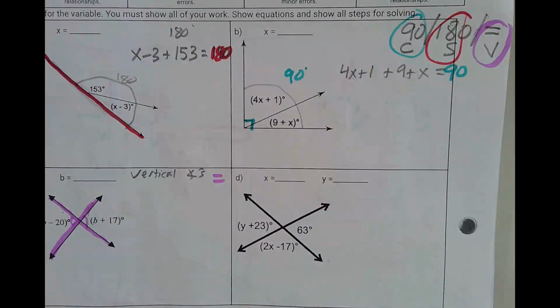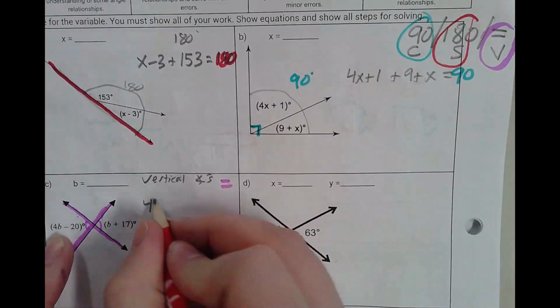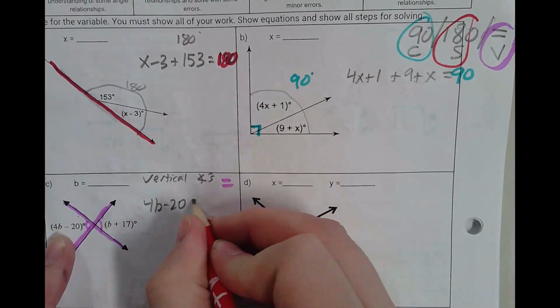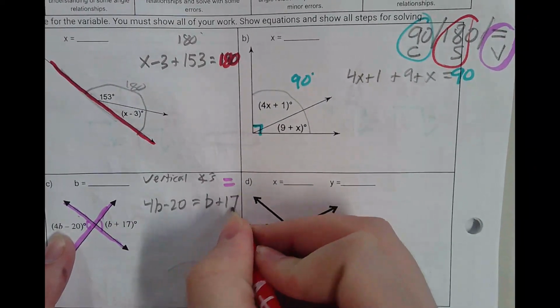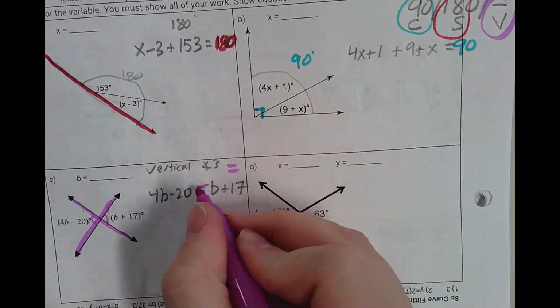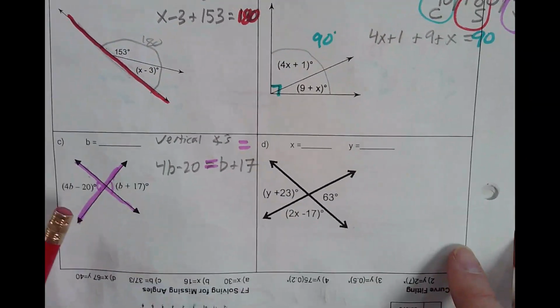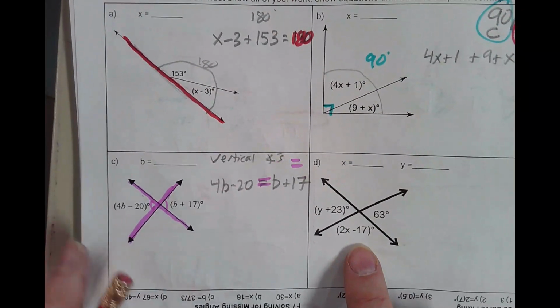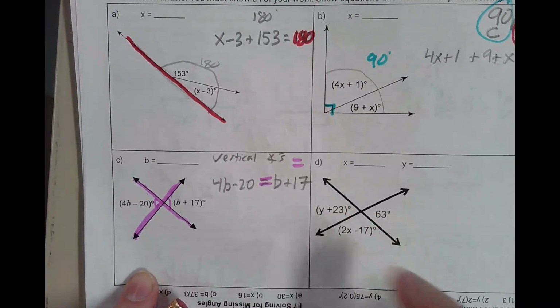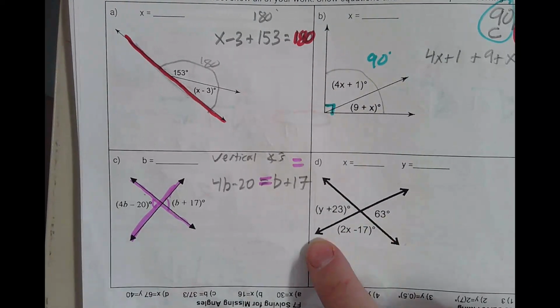So can we solve that? Let's see. To solve this one, we'd set 4b minus 20 equal to b plus 17. And you'd need to solve that, because those ones are equal. This last one's a little bit tricky, because we do have angles across from each other, and we also have angles that are on a straight line to each other.